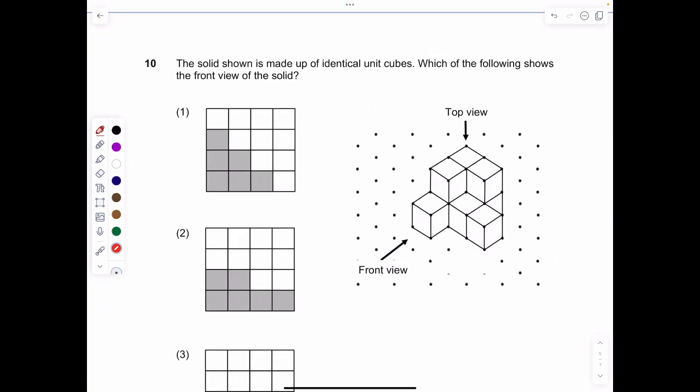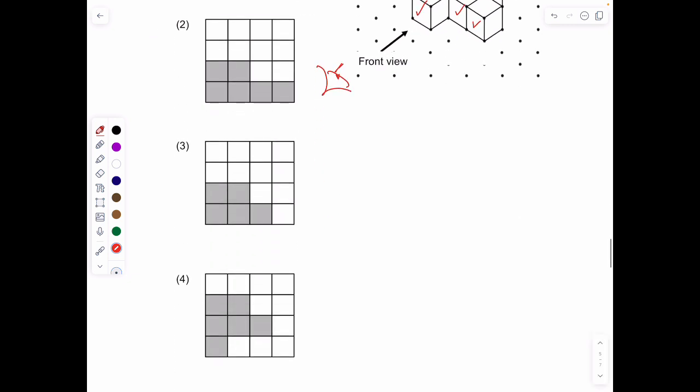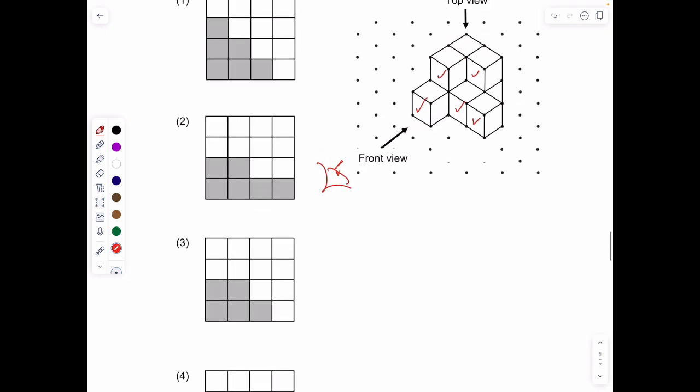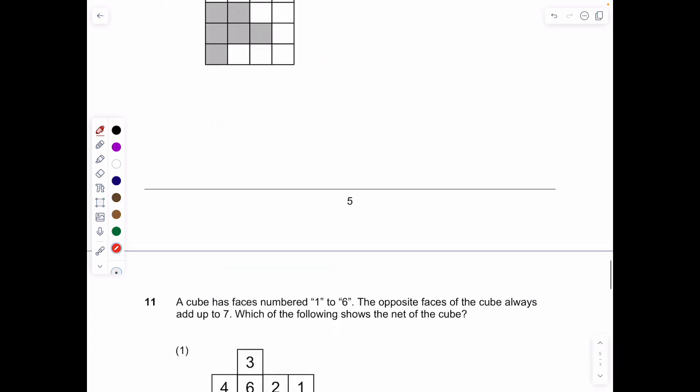Okay, the solid shown below is made of identical unit cubes. Which one shows the front view? Now, when you're looking from the front view, orientation is very important. So you need to put your eyes over here and imagine you're viewing from this side. So what you would see is this, and this. Correct? So in this case, your answer would be 3. Okay. Next.